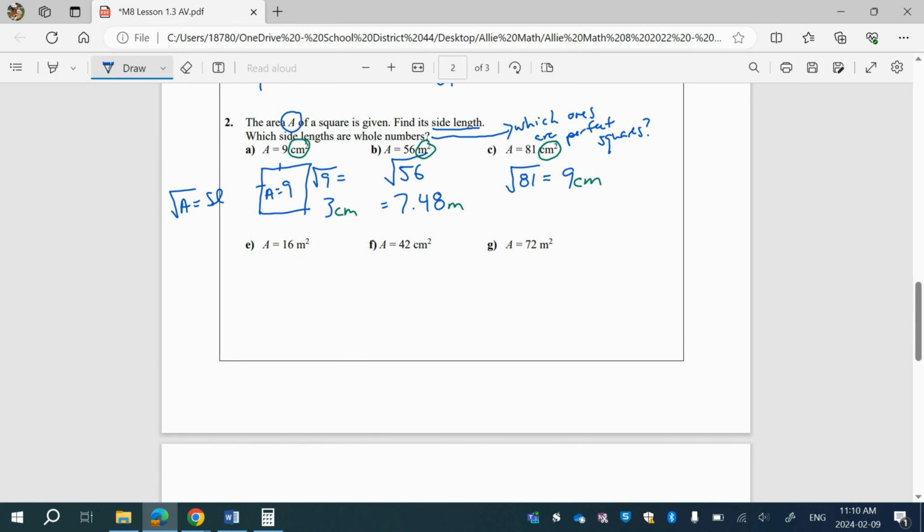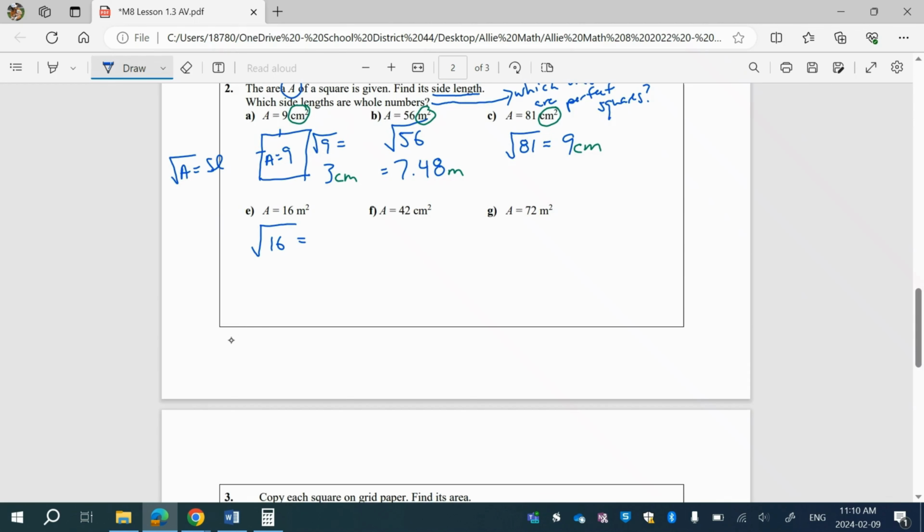Let's go on. We're looking for the side length, so we're looking for the square root of 16. So what times itself gives us 16? I know that to be 4, and we're working in meters, so it's 4 meters.